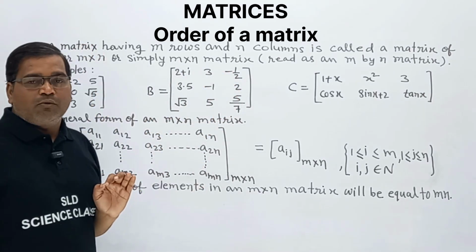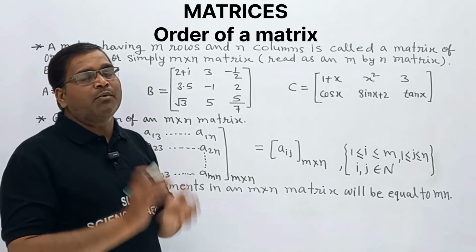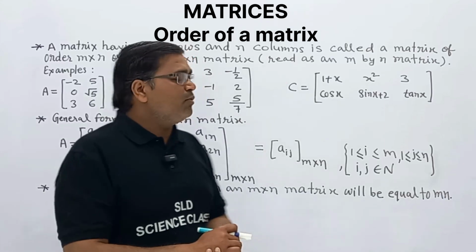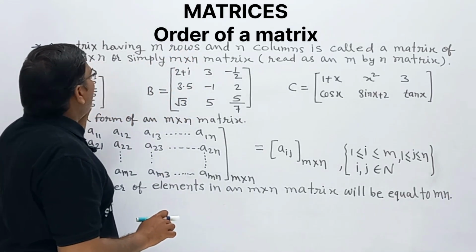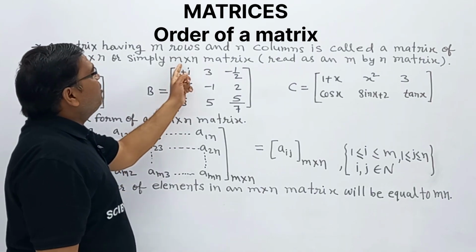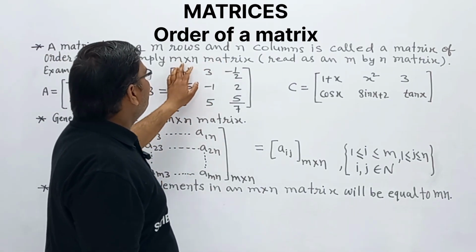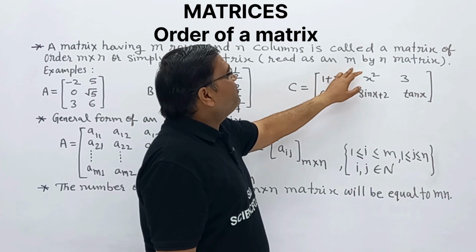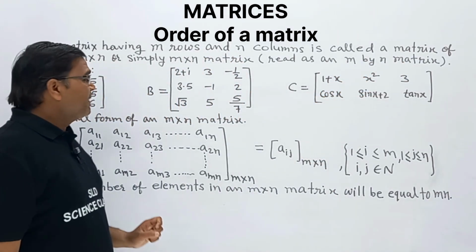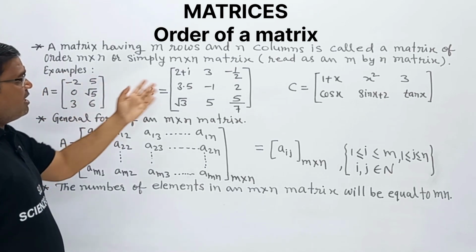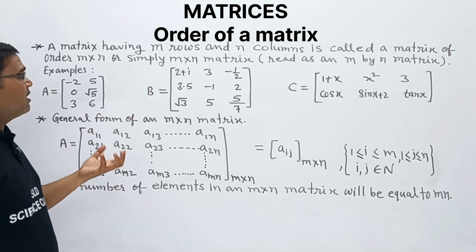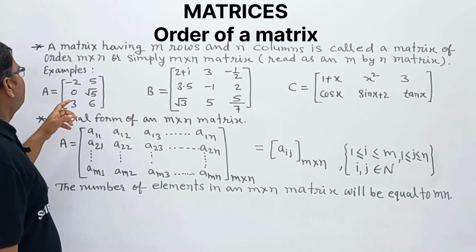So, if a matrix has m rows and n columns, then the order of that matrix will be m into n, and this is read as m by n matrix. Clear? So, observe, there are 3 examples. What about the order of these matrices?